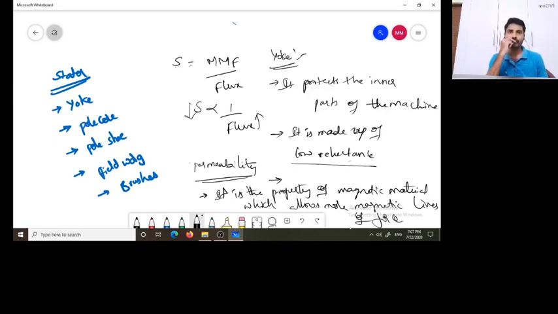I already told that the yoke protects the inner parts of a machine and it is the outer core, the outer cover of the machine. So I have told the three essential points of a yoke: it is the outer core of a machine, it protects the inner parts of the machine, and it is made up of a low reluctance material. Why? In order to distribute more flux near the poles. So this is the yoke's importance.